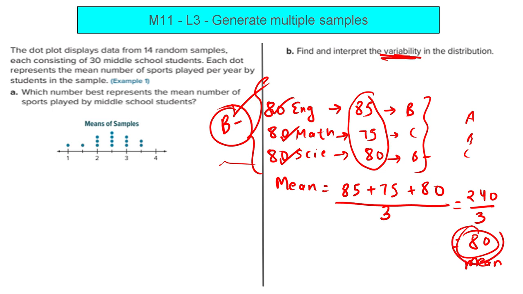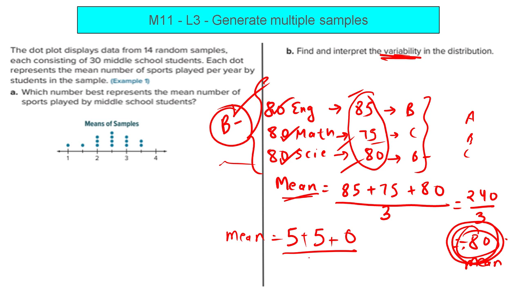Okay, so how will you find the variability? You subtract the mean from all the numbers. For example, 80 minus 85, 5. 80 minus 75, again 5. And 80 minus 80, 0. These are the variabilities, correct? Find the mean of these variabilities so that we can get the average variability. Mean will be add all the variabilities divided by how many variabilities? 3. So divide by 3. 5 and 5, 10, divided by 3 is 3.33.